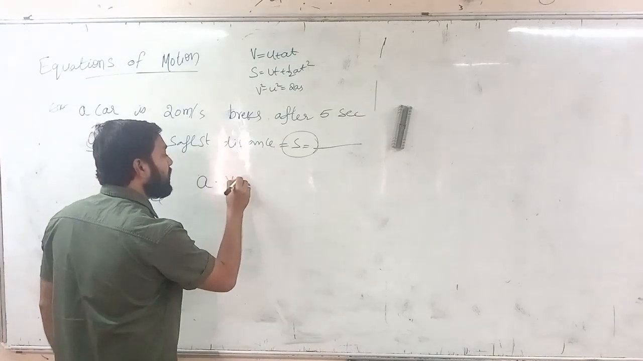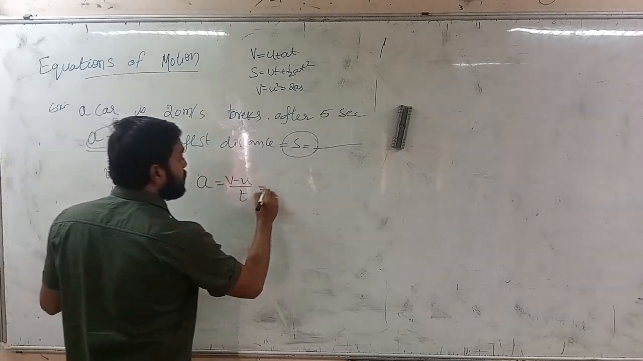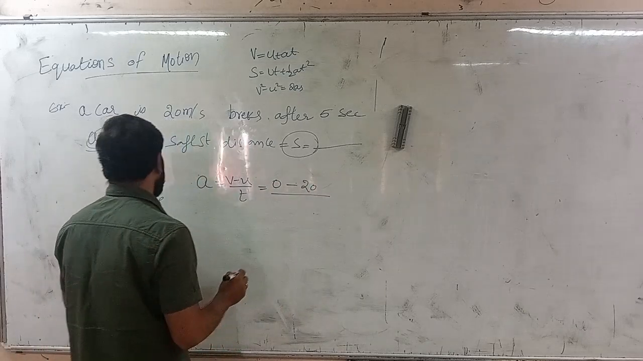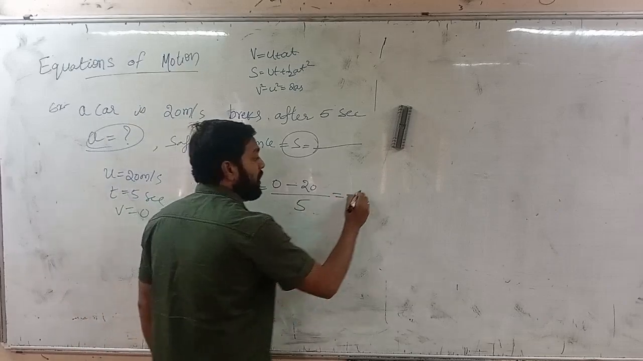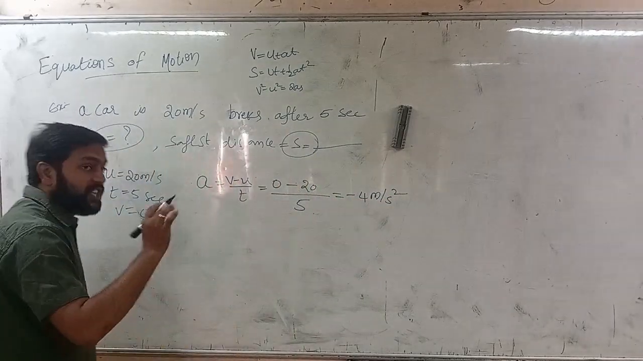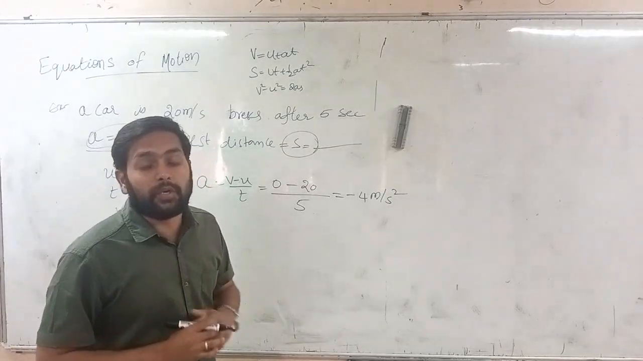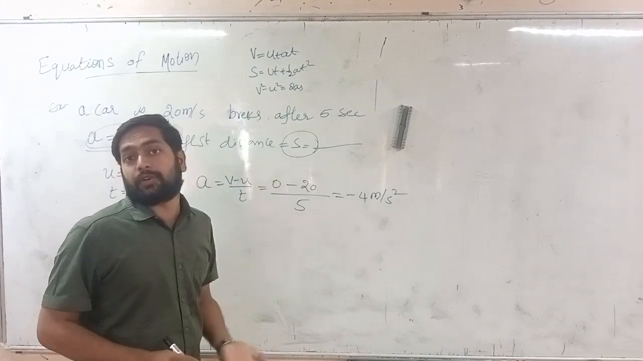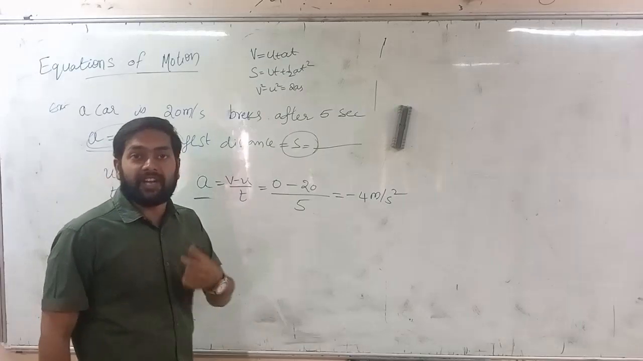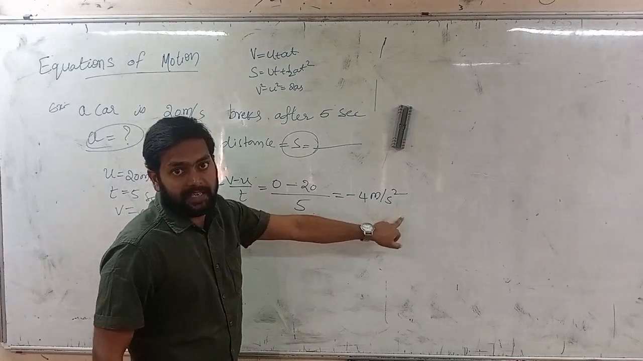A is equals to v minus u by t. Right? So what is v? V is the final velocity, that is equals to 0 minus u. U is equals to 20 meter per second and time is equals to 5. Then this will be equals to minus 4 meter per second square. So here the change in velocity comes into negative. Why? Because the final velocity is 0 here. Okay, so the velocity is decreasing. This is called retardation or deceleration. So the deceleration is equals to 4 meter per second square.